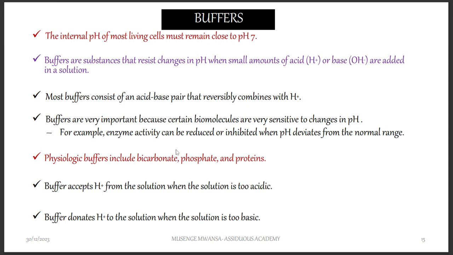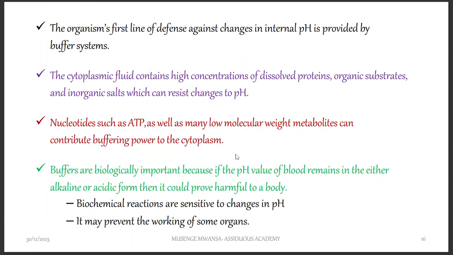Three important ones. We have got bicarbonate buffers, phosphate buffers, and protein buffers. And the internal pH, which is maintained by the buffers, is also going to be part of the first line of defense against changes in pH.